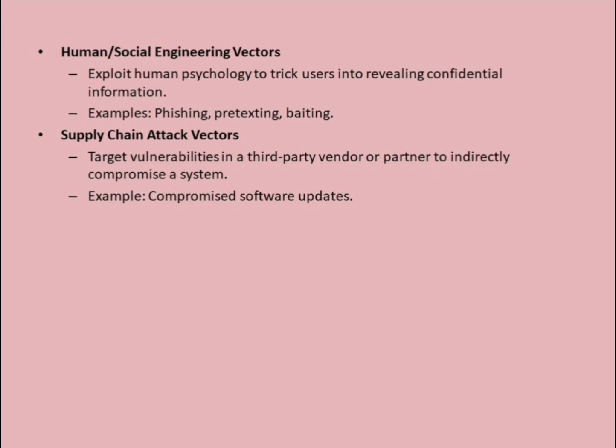Supply chain attack vectors. Instead of attacking the main target directly, hackers attack a third-party vendor or supplier and use it as a backdoor. Example: hackers compromise a software update so that when users install it, they unknowingly download malware. Real-life example: the SolarWinds cyberattack 2020, where hackers inserted malware into a software update, affecting thousands of companies.